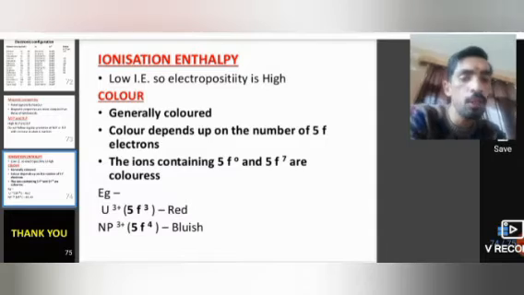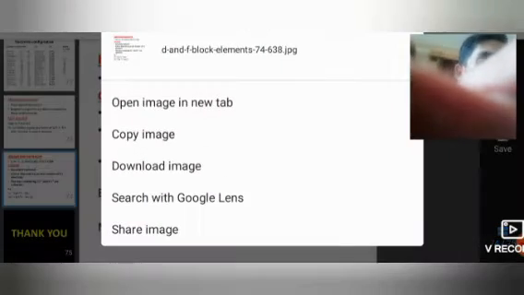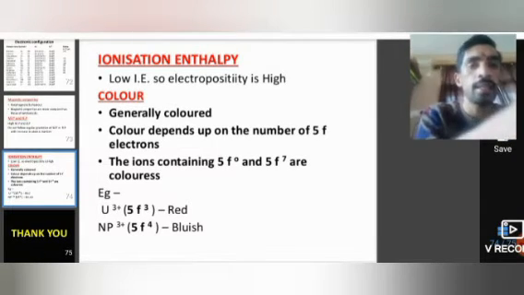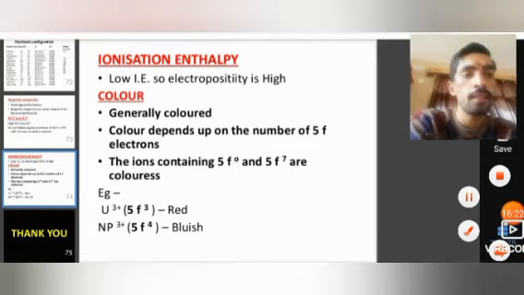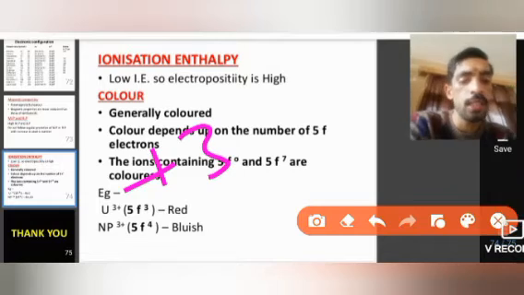If we talk about the similarities, the first similarity is that both the actinides and lanthanides possess the +3 oxidation state.